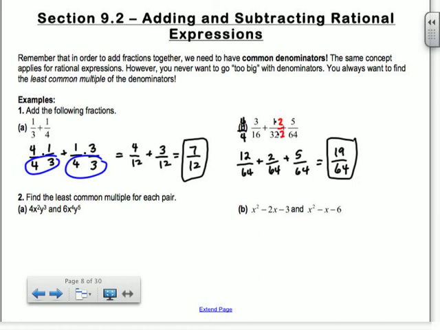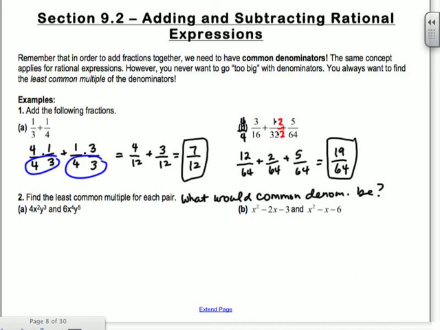All right, so what we're doing there is finding what's called the least common multiple for the denominators. In other words, we're finding common denominators. So when it says find the least common multiple in this next example, it's saying if these were denominators, what would your common denominator be? So you might want to write yourself a note. What would the common denominator be? Okay, so I have 4x squared y cubed and 6x to the fourth y to the fifth. So I'll put those on denominators so you guys can see what I'm talking about.